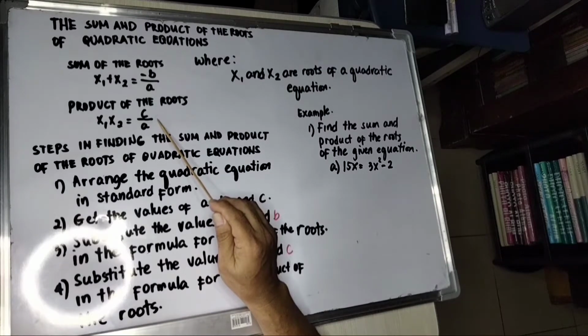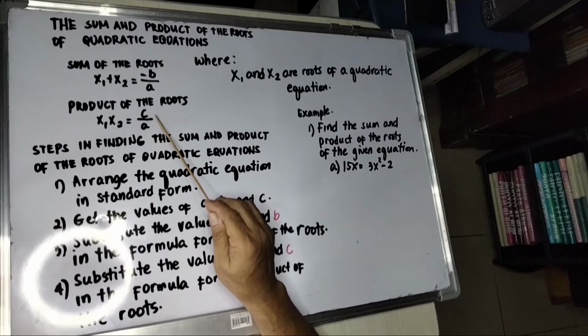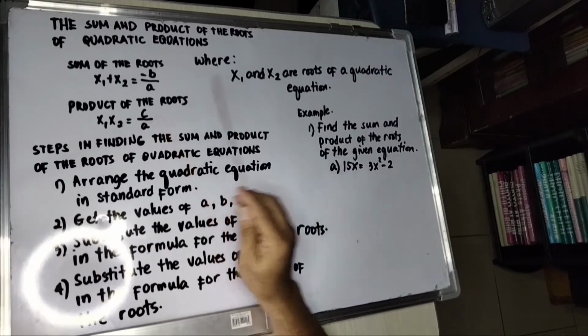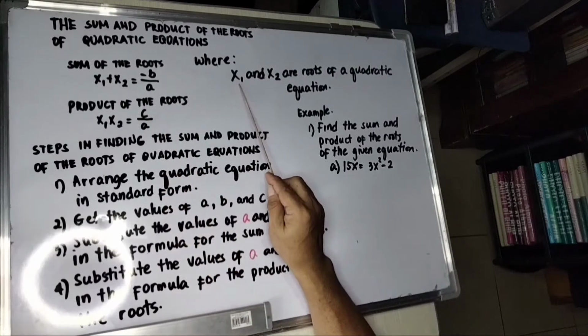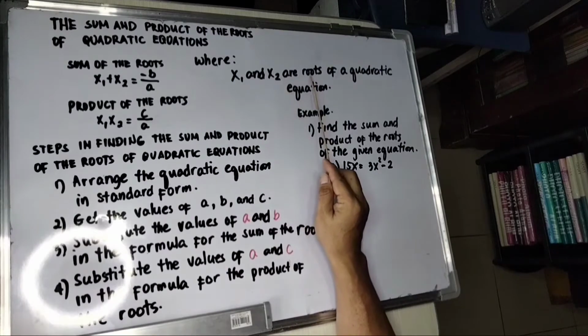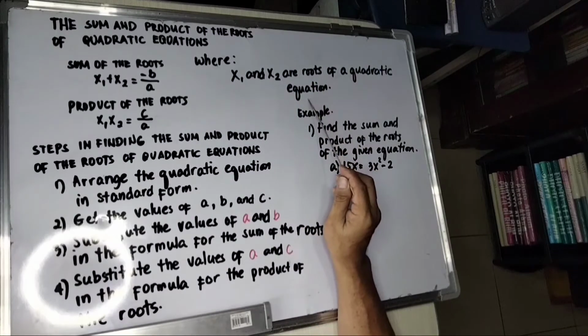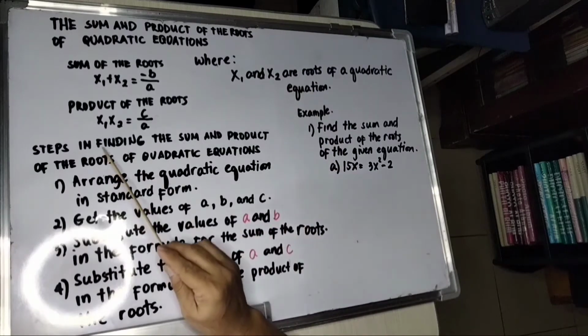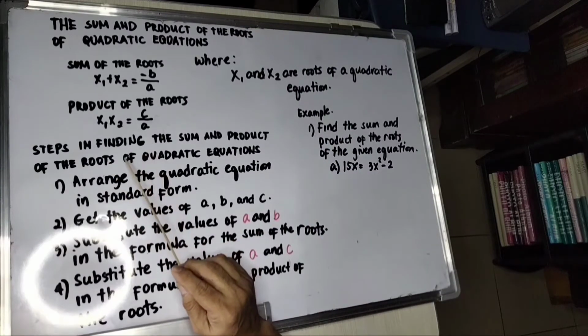coefficients of the terms in a quadratic equation in standard form, wherein your x sub 1 and x sub 2 are roots of a quadratic equation. So these are the steps in finding the sum and product of the roots.